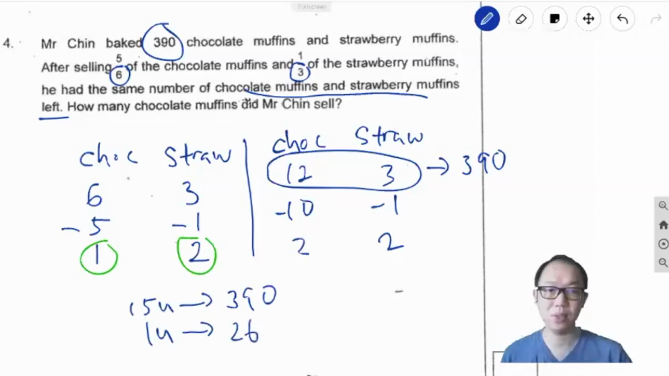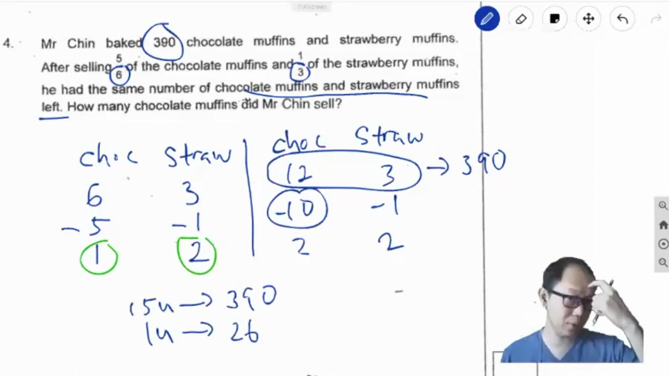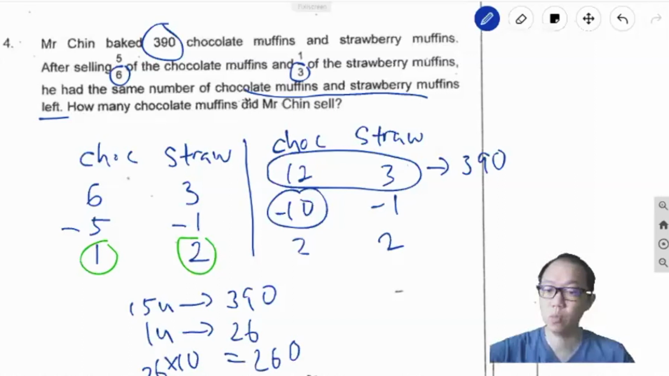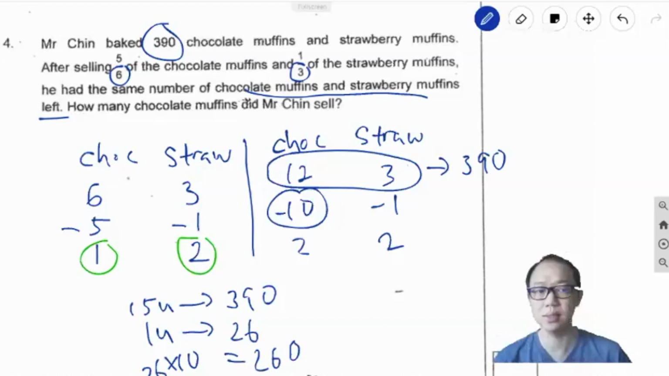So how many did Mr. Chin sell? Mr. Chin sold 10 units of chocolate, right? So I will take 26 times 10, equals 260. Why 6 times 2? Now you understand why.